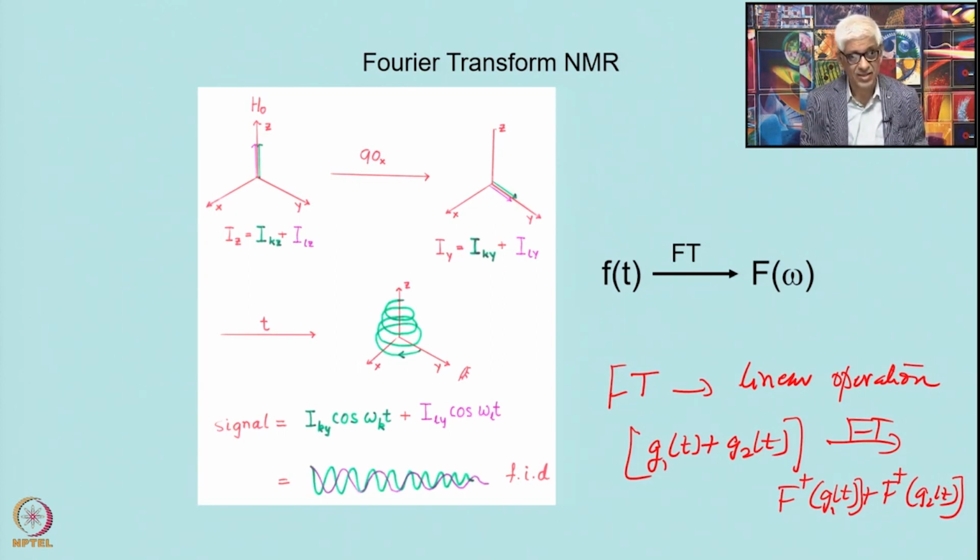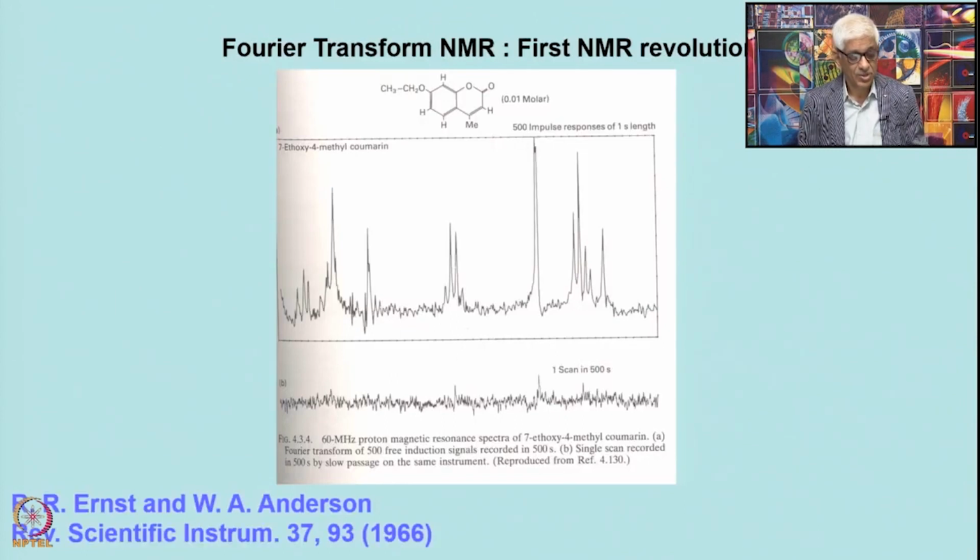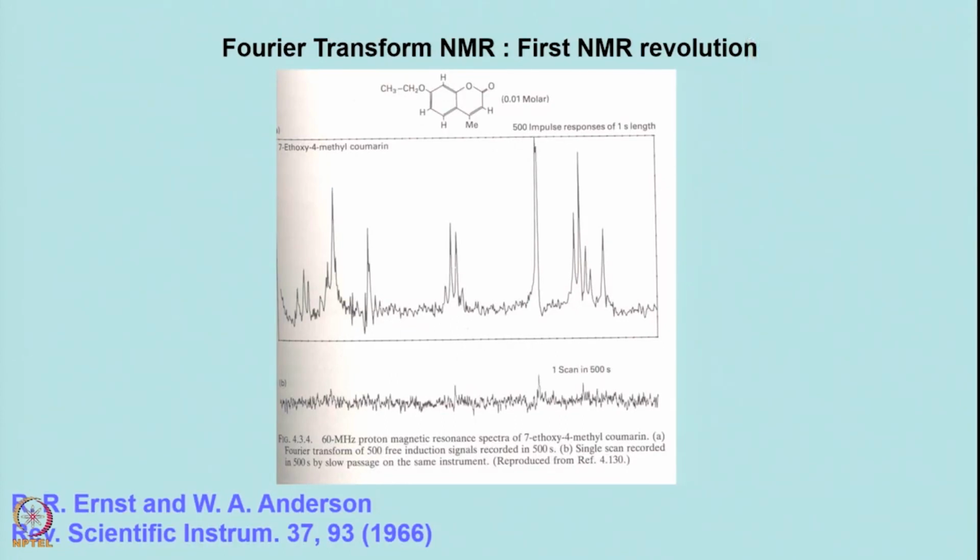Therefore the result of this is what you can see in the next slide here. This is a comparison of a CW spectrum recorded in 500 seconds, and it was only one scan, because the sweeping has to be done very slowly, as we discussed before, and the same molecule's spectrum recorded in the same time using the Fourier transform approach. You get this kind of a signal to noise ratio. You see how much of enhancement is there in the signal to noise.